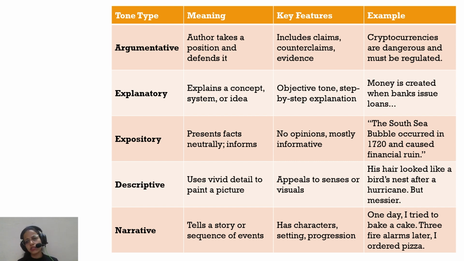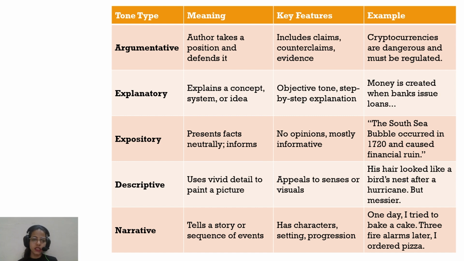There are several lines, but this is just one example from the passage: cryptocurrencies are dangerous and must be regulated. So this is a position that the author is taking, that they are dangerous and they should be regulated. The author has taken this position, and then has given so many examples, so many arguments in favor of it. So this is being argumentative.